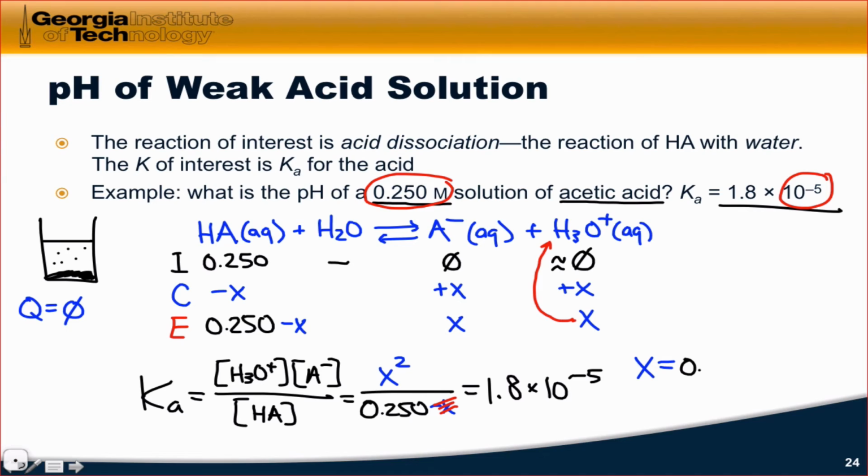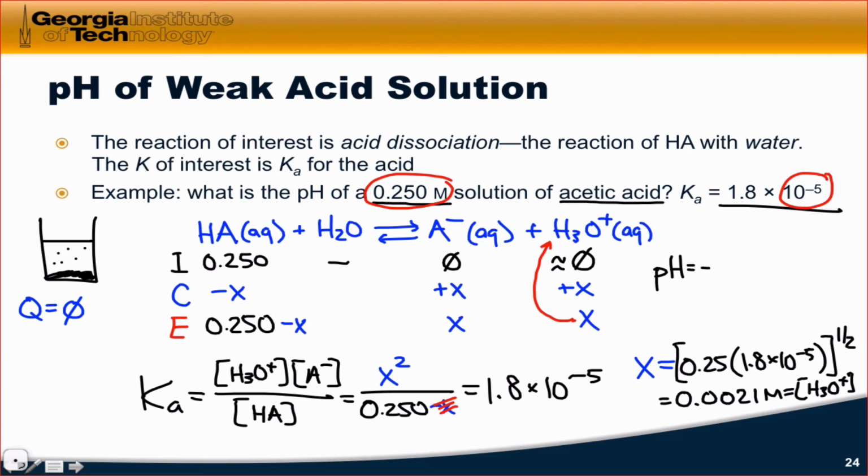So x is going to be equal to 0.25 times the Ka value, 1.8 times 10^-5, this entire thing to the 1/2 power, which comes out to 0.0021 moles per liter. Conveniently, this is directly equal to the concentration of hydronium at equilibrium. And so to find the pH, we can just do the negative base 10 log of that value, 0.0021, which is equal to 2.67.